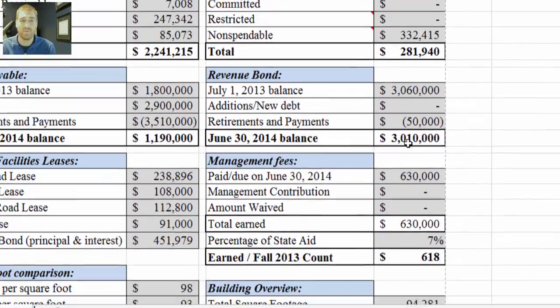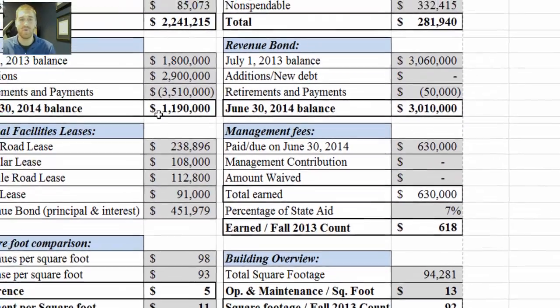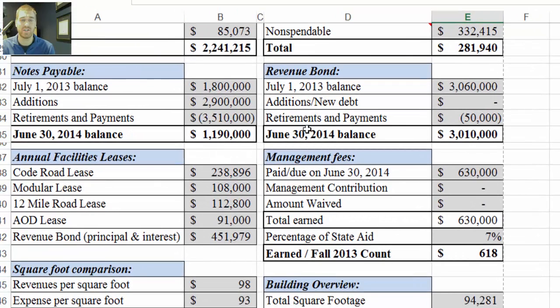As we scroll down, these four boxes summarize the notes section of the audit. The notes are typed up in this sheet on page 4, but this is kind of a numeric table representation of that data. Notes payable is usually associated with state aid notes, other short-term borrowing. So that's what that is. Revenue bond, this is the revenue bond for the school.